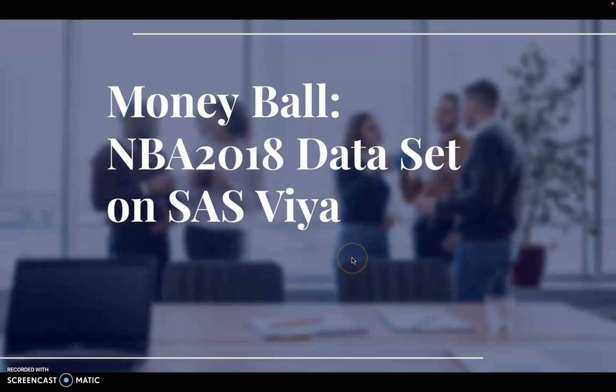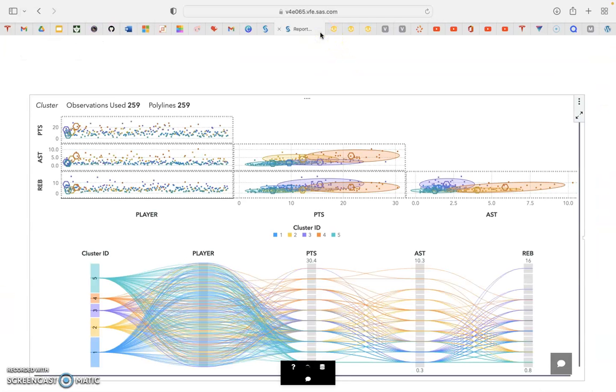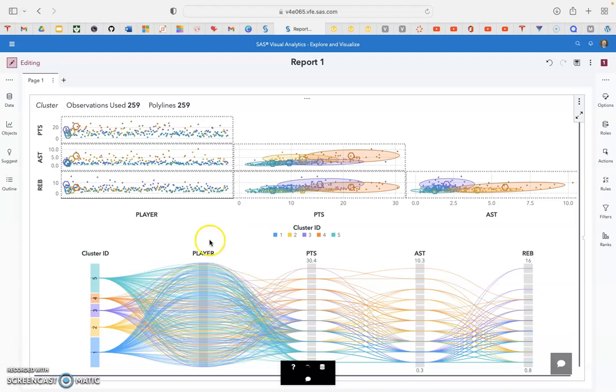For the final part of this presentation, we're actually going to go over to our SAS Viya data program and look at our NBA 2018 data set. So we're going to come over here. For this, I actually decided to settle on 5 clusters.